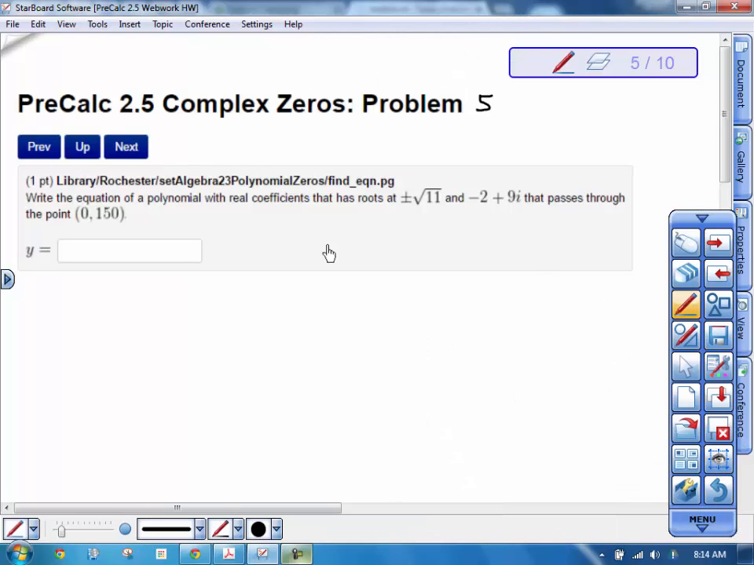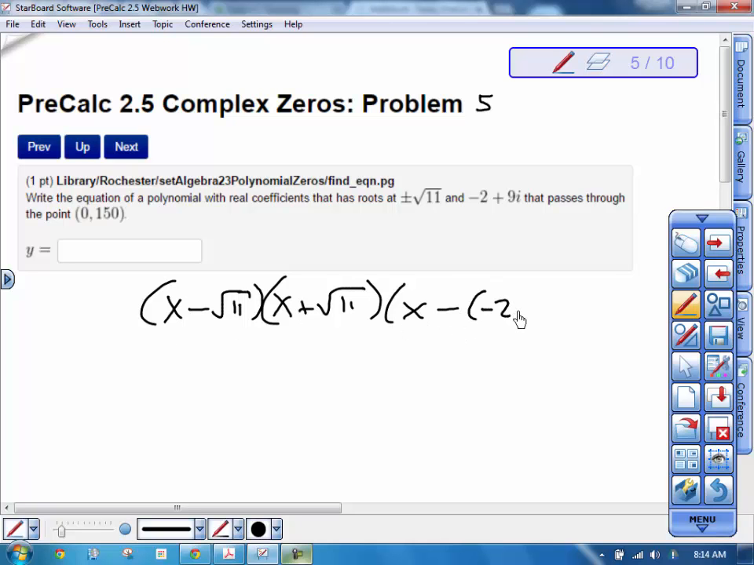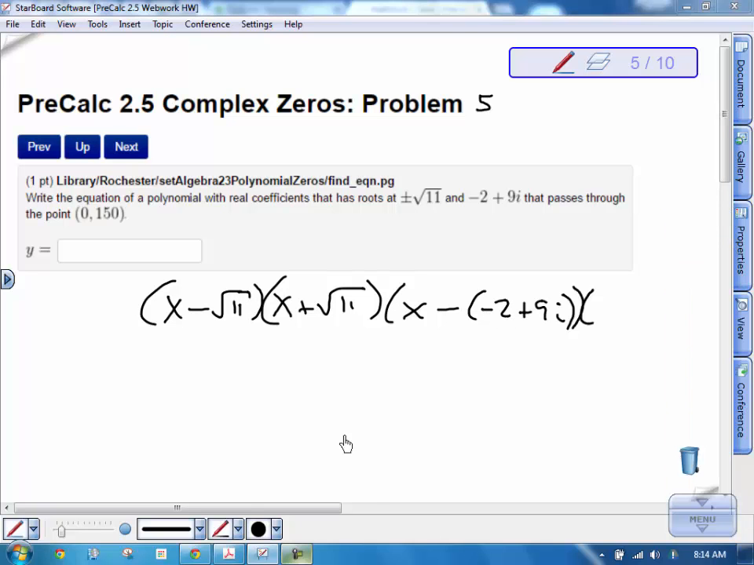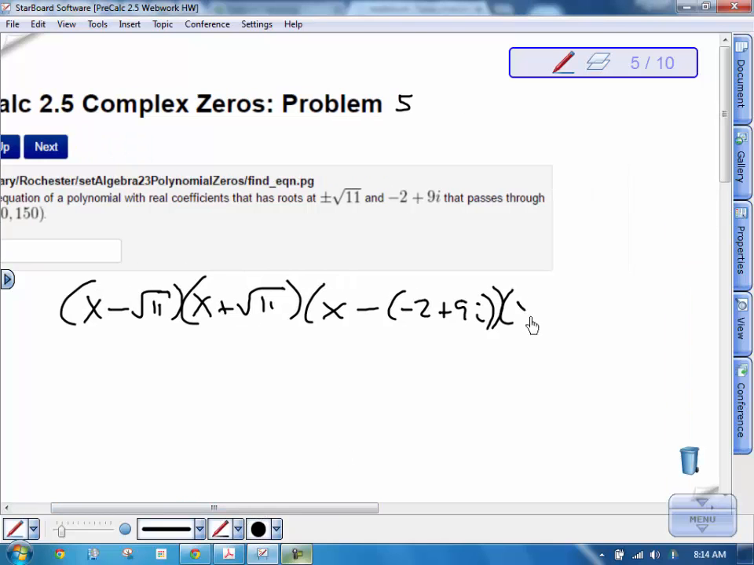Okay, next problem I'm going to write in here, and it passes through this point. So x plus the square root of 11. And then also I have x minus this complex number, negative 2 plus 9i, and its conjugate as well has to go in there because of our conjugate theorem. So x minus negative 2 minus 9i.